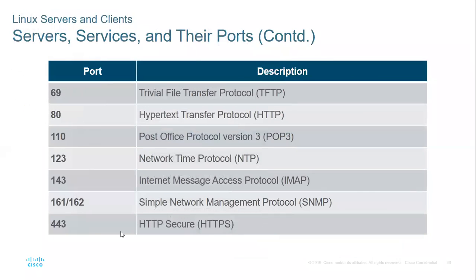Okay. And then 69 is used for Trivial File Transfer Protocol. Now, the bad thing with this is that it is not secure, okay? 80 deals with Hypertext Transfer Protocol, the web, okay? 110 deals with POP3. So when you are receiving an email, this is the protocol that is involved, okay? 123 deals with Network Time Protocol.